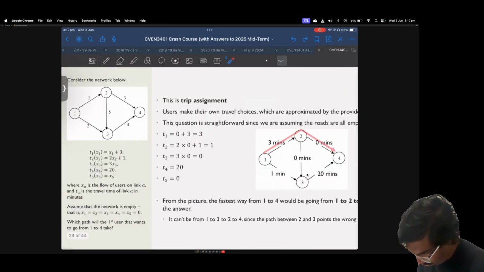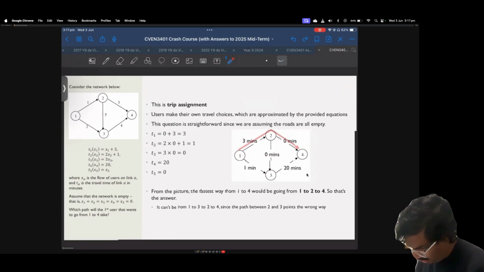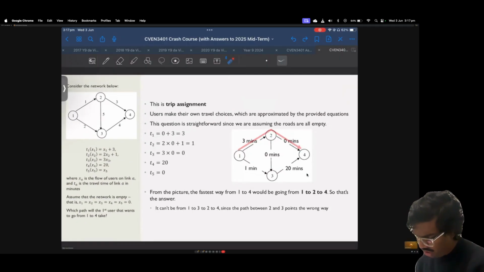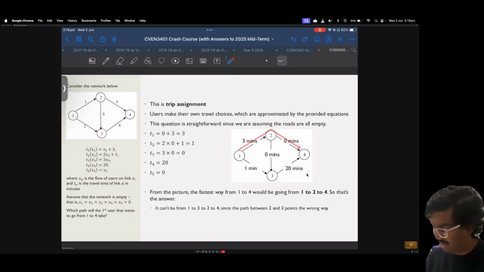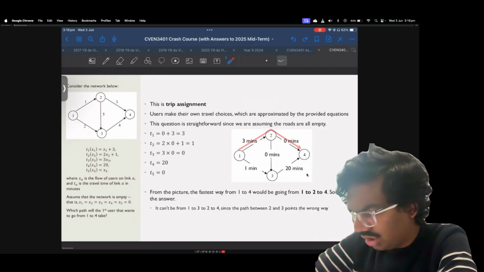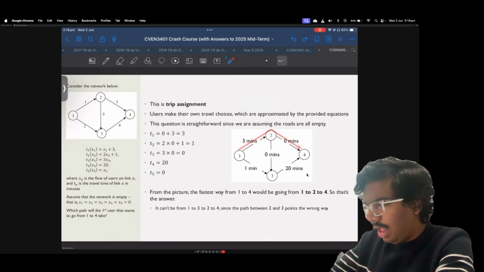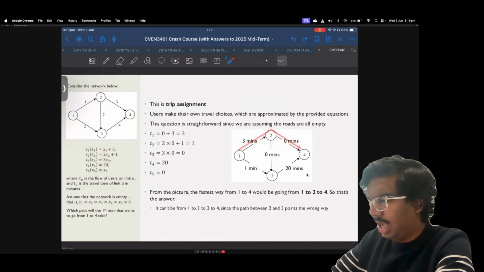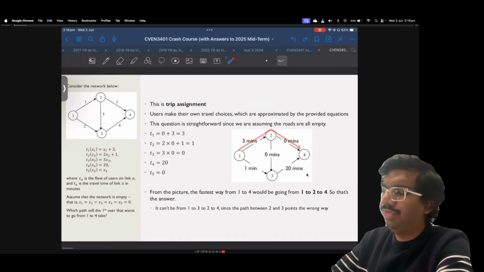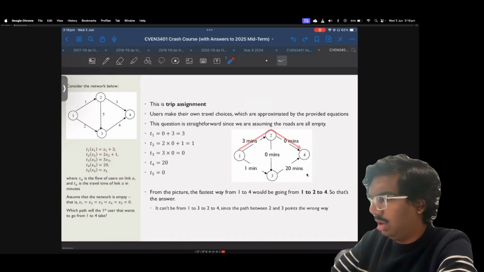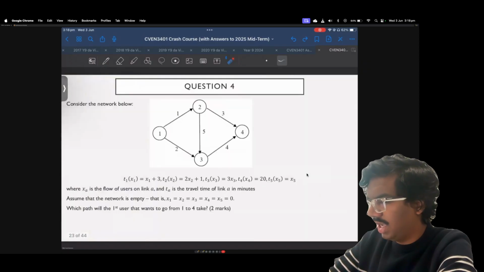Okay, so this is a trip assignment question. Users make their own travel choices, which are approximated by the provided equations. And this question is straightforward since we are assuming the roads are all empty. So basically, how does this work? Oh, that's weird. I haven't got an explanation slide for some reason.